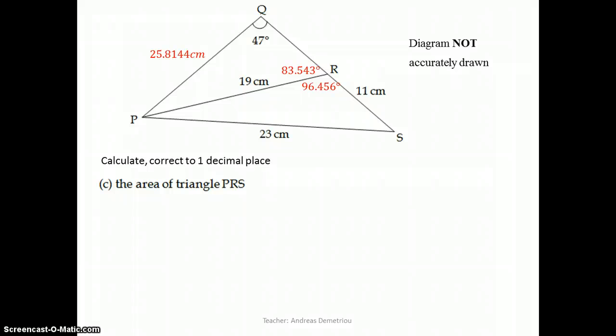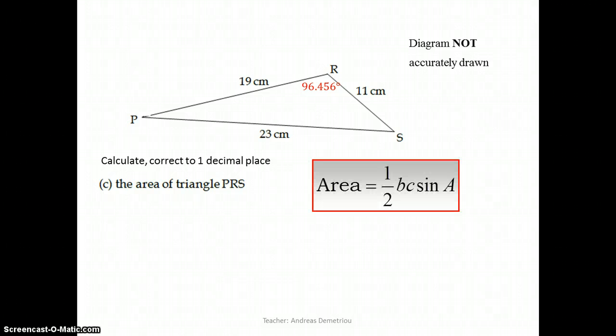And lastly, the question is to find the area of the triangle PRS. Remember, in order to find the area of a triangle, you just need to have two sides and the angle in between. Therefore, the area of the triangle is 1/2 times 19 times 11 times sine of 96.456, and you find the answer.